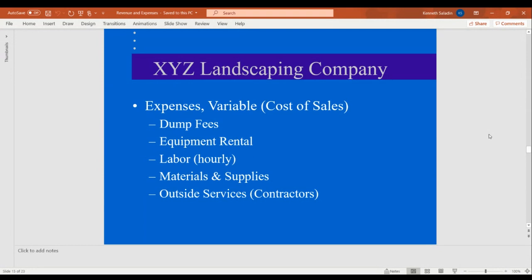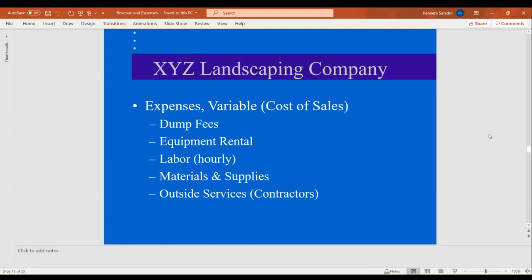Then there's hourly labor or hourly wages. These would be the wages paid to the employees that are doing the landscaping job, or in the case of a nursery business, the nursery laborers. Materials and supplies covers lots of different things. In our example of the wholesale nursery that specializes in container grown trees and shrubs, materials and supplies would include things like the container, the potting medium, fertilizer, the liner that you put into the container, and so on.